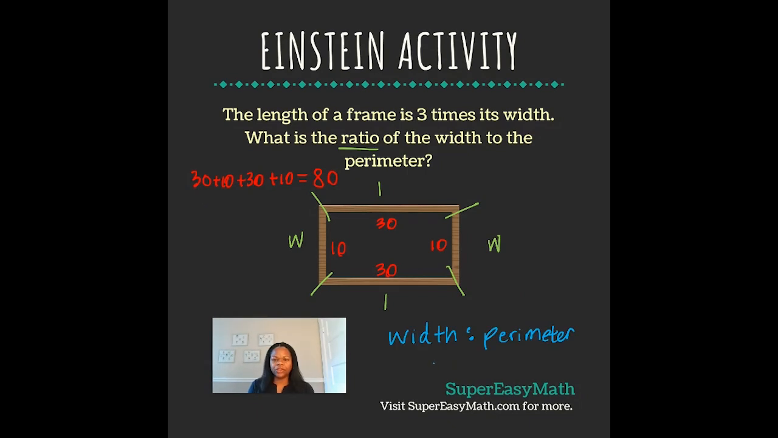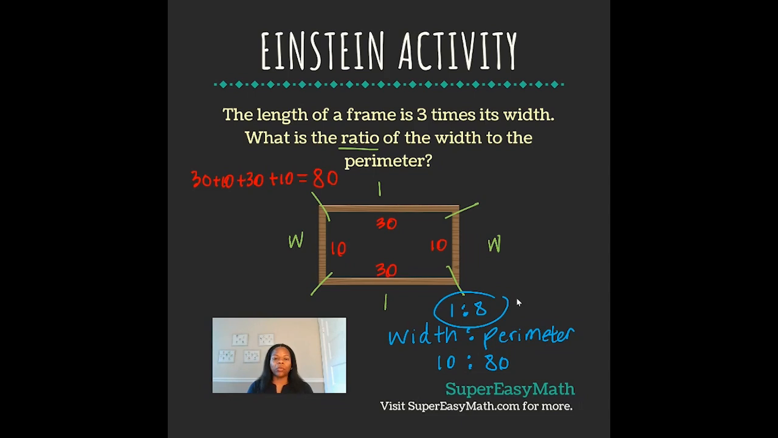So the width to perimeter ratio would be written like this. But now I'm going to rewrite it, but just using the numbers. So we know the width is 10. And then you put your colon and you refer to that as the word "to" when you're saying it. And then the perimeter is 80. So the ratio of the width to the perimeter is 10 to 80. Or you can simplify that to 1 to 8.